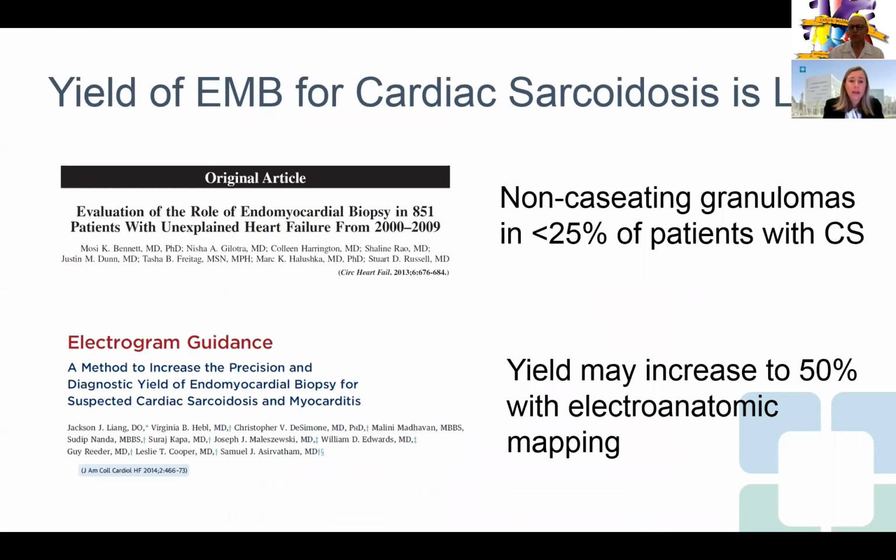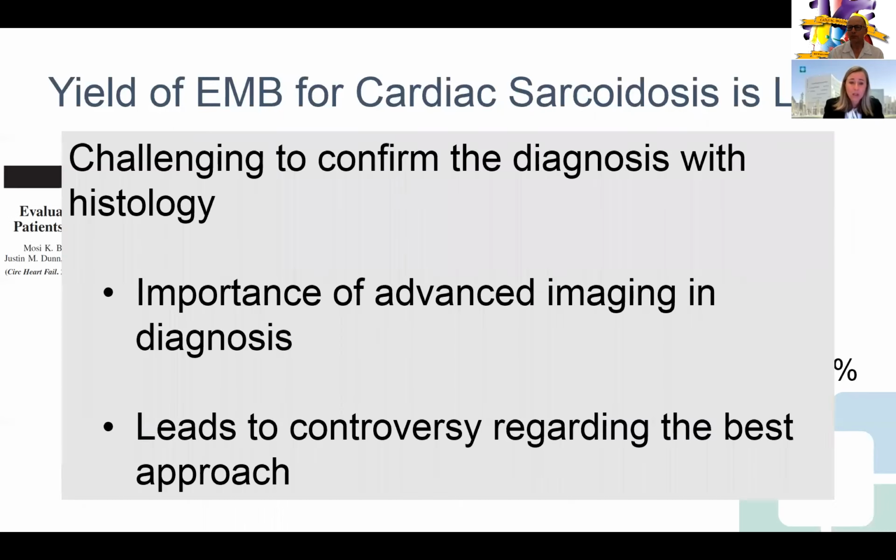We know that endomyocardial biopsy, while in some cases can be useful, overall does not have a particularly high strike rate, with non-caseating granulomas really only detectable in less than 25% of patients with cardiac sarcoidosis. There may be some new electroanatomic mapping techniques that can be used to increase this yield up to 50%, but really it's not proven to be as useful as we would have hoped for diagnosis in many of these difficult and challenging cases. So this is where there is a great importance for advanced cardiac imaging to make the diagnosis.